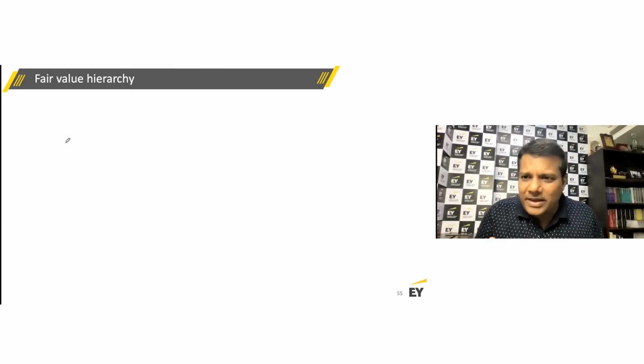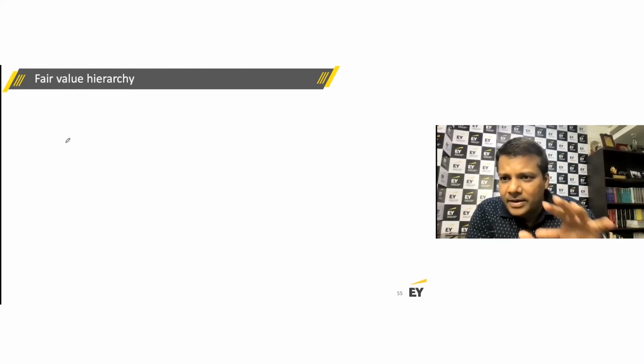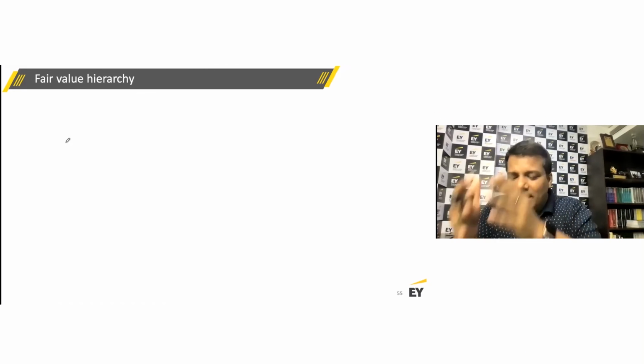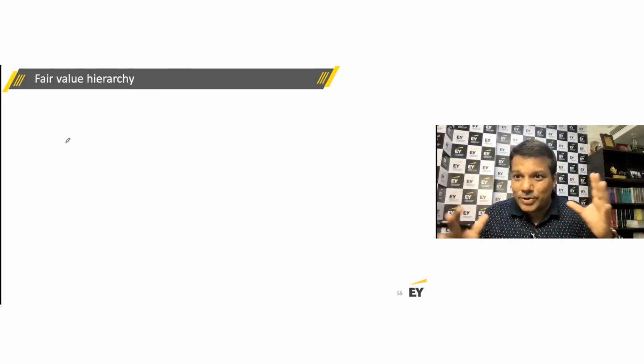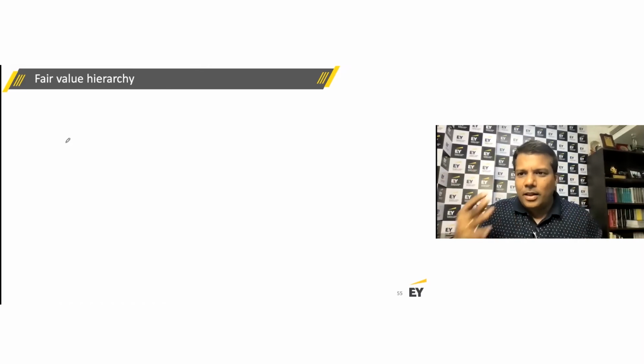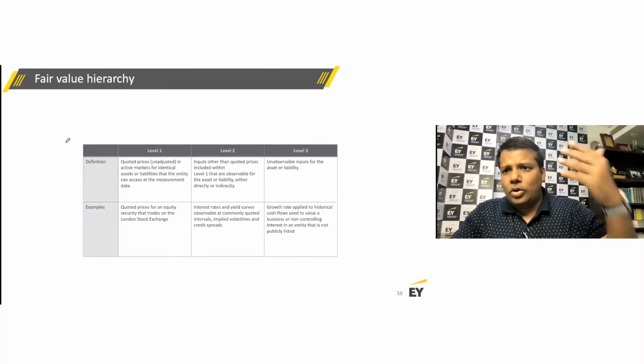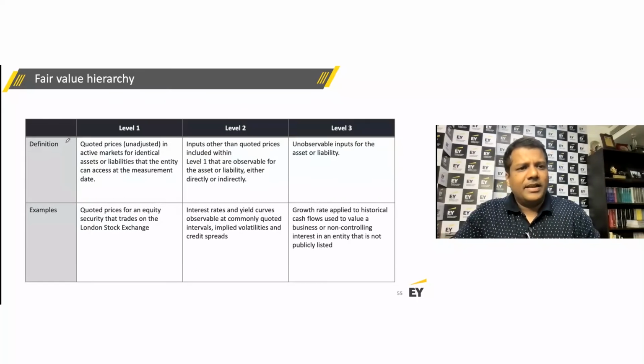Level 1 is P and Q, which is price into quantity. Level 2 is based on observable inputs, comparable prices. Level 3 is where the grayness is, where the dark zone is, right? It is where there are lots of assumptions, there are many more estimates. That is level 3, and there are more disclosures required for level 3.